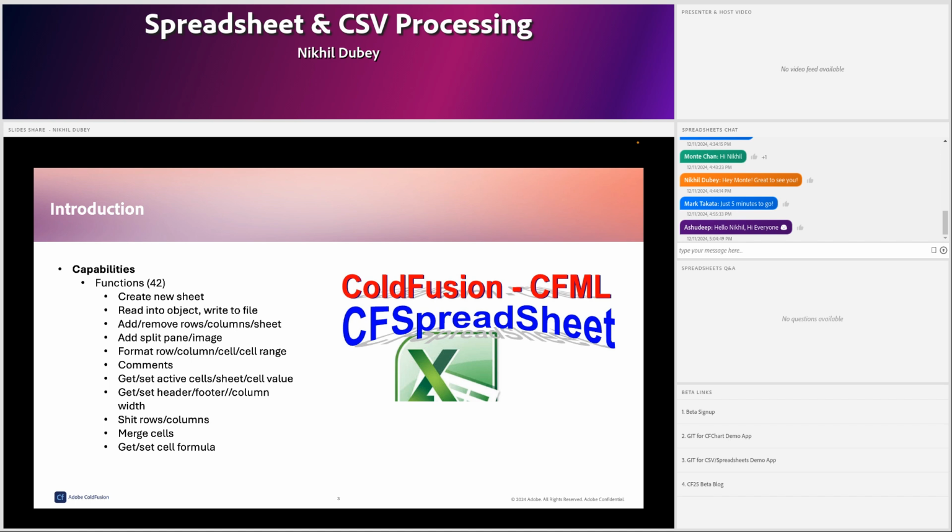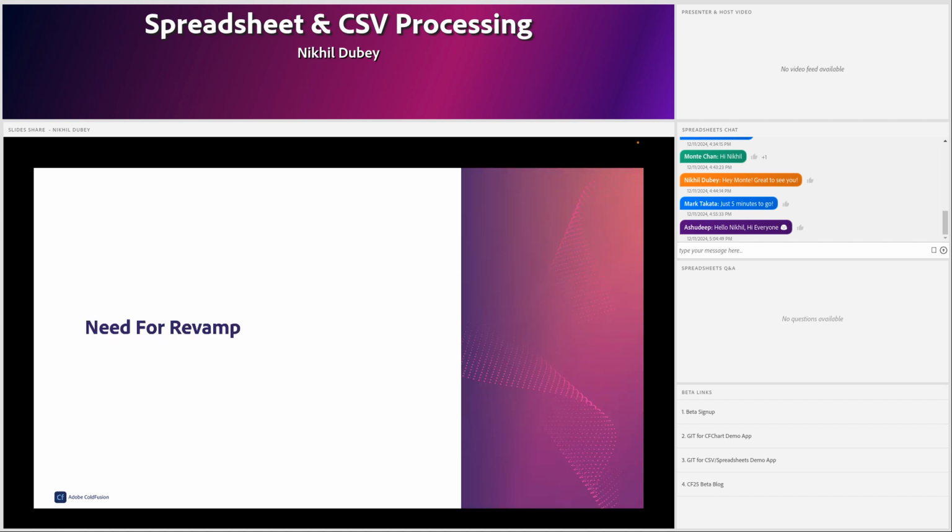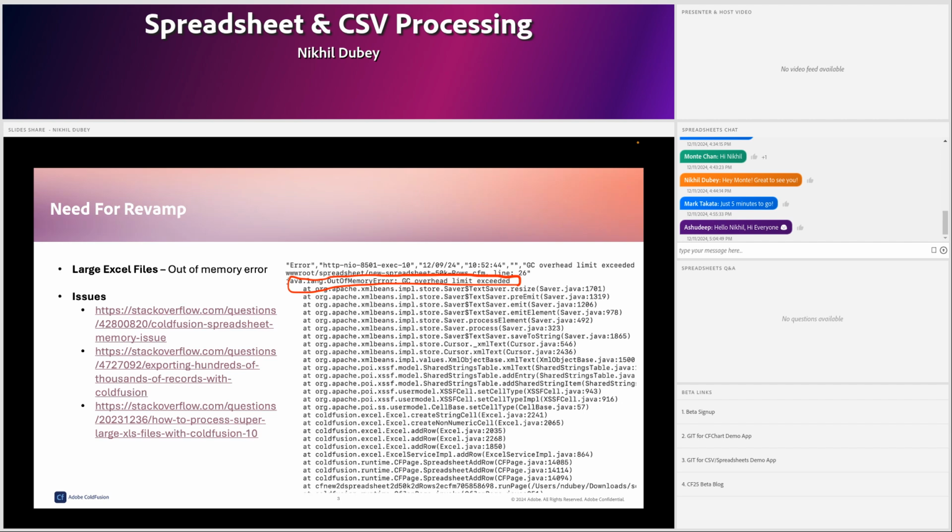This is the question, because it is already quite rich in terms of the feature set that it supports. I mean, with time, the requirements also evolve. So with more and more data, the requirements became such that we had to think about a revamp. So firstly, it is the memory constraint.